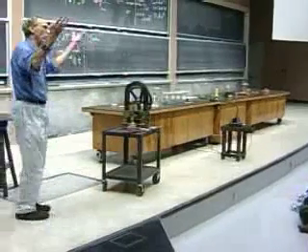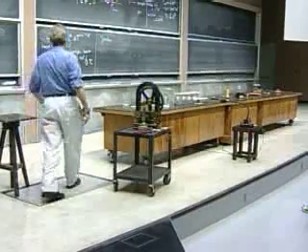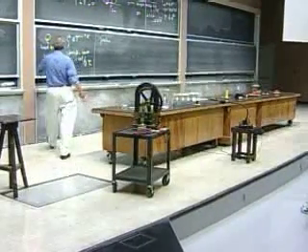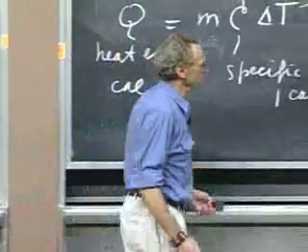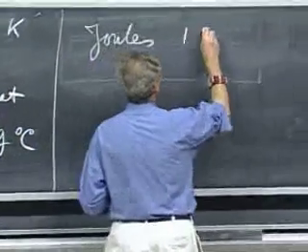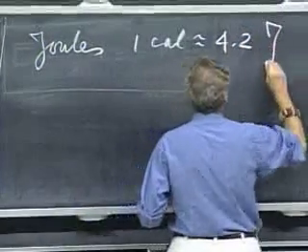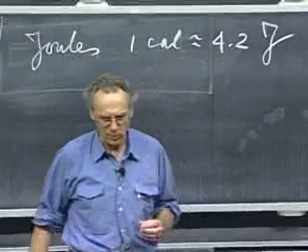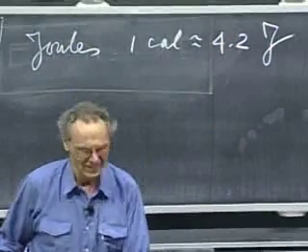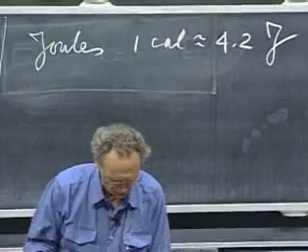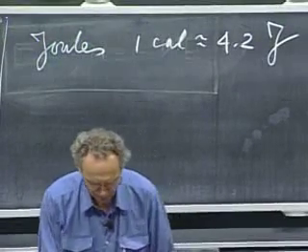That the temperature of the water goes up, and he measures the increase in temperature, and he knows how the calorie was defined, and so he found that 1 calorie is approximately 4.2. Now it's called joules. At that time it wasn't called joules yet. So there is a direct connection between the two.